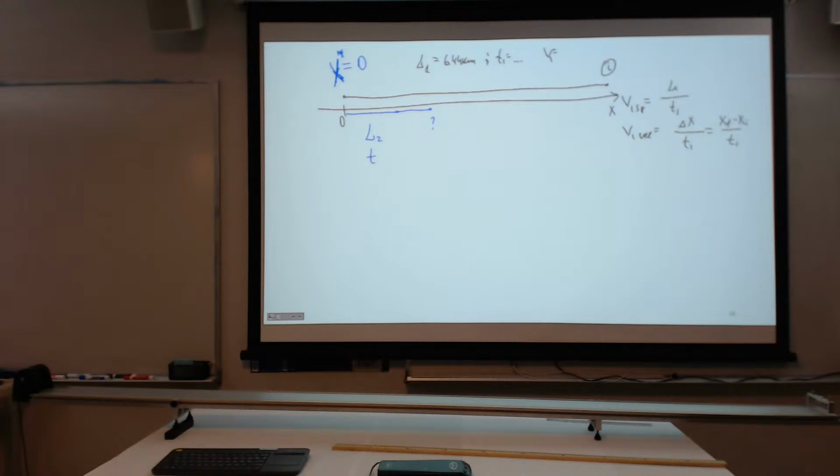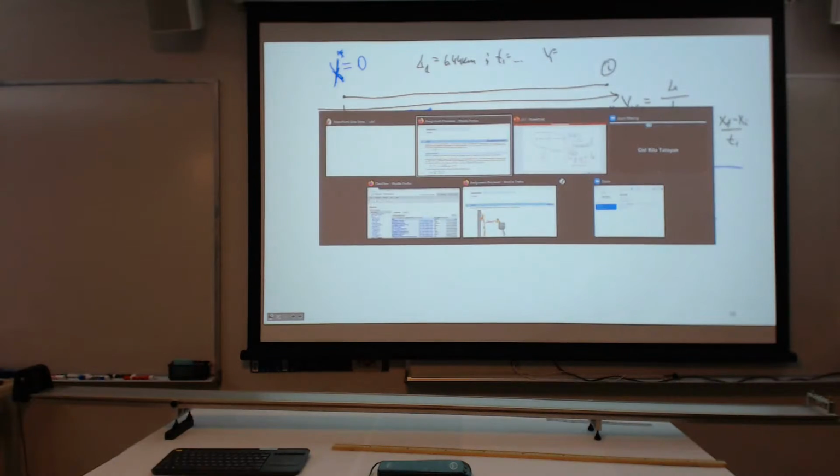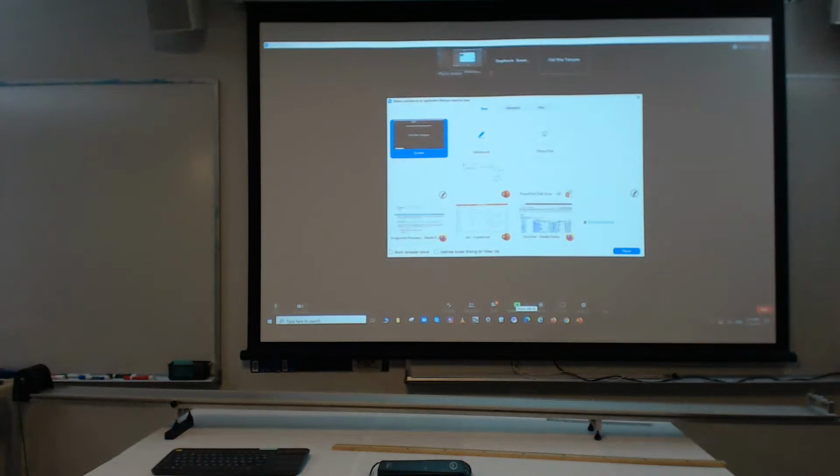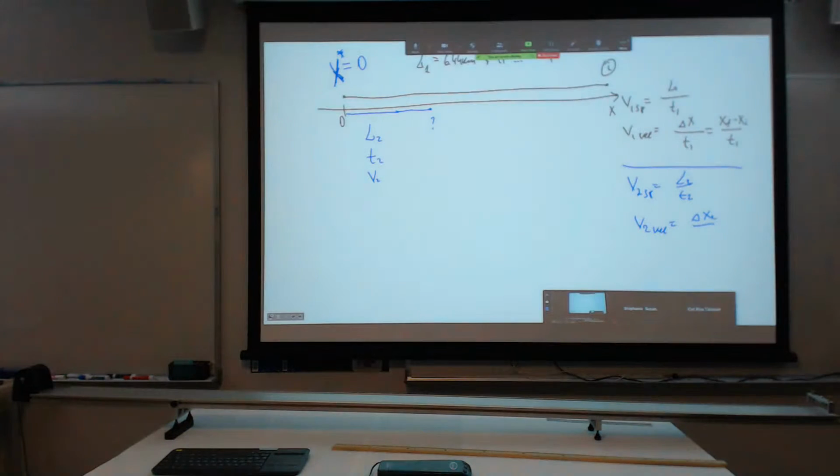Let me say this first. For the second part of the trip, no matter where he stops, you can write the same set of equations. There is average speed for the second part of a trip, and there is average velocity for the second part of a trip. It says V what? I'm not able to read the subscripts. Where do I write? Here. Better? Oh, yes, absolutely.